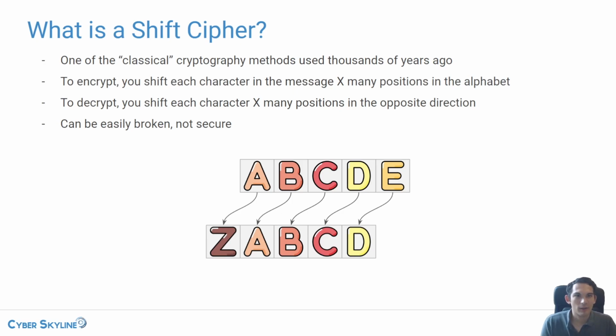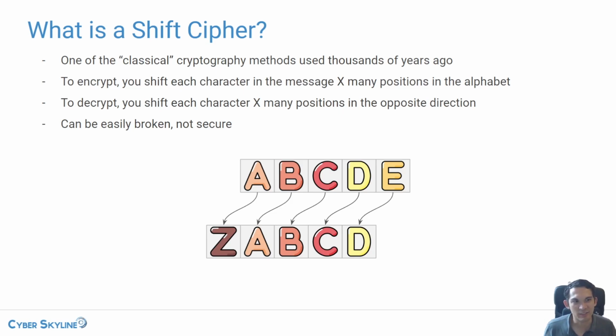These are one of the classical cryptography methods that have been used for thousands of years now. And it's a very easy mechanism to understand. To encrypt, you simply shift each character in the message X many positions in the alphabet. So that's customizable for how many positions you want to move. And to decrypt, you do the exact opposite. You move that many characters, but you go in the opposite direction. And because there really isn't anything more than that, there's no sort of encryption key. It's really based on just the amount of the cipher.